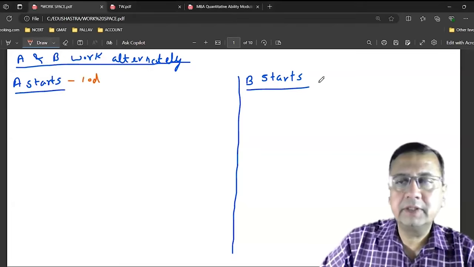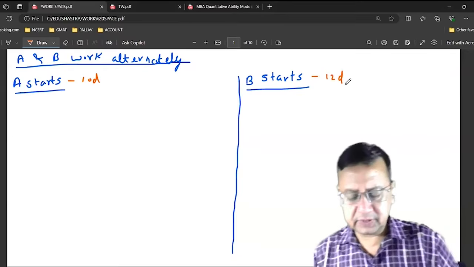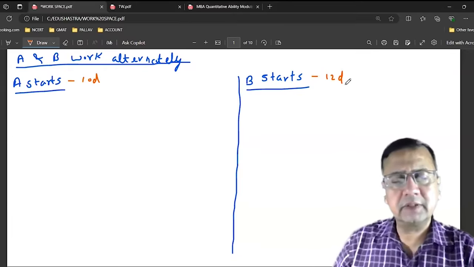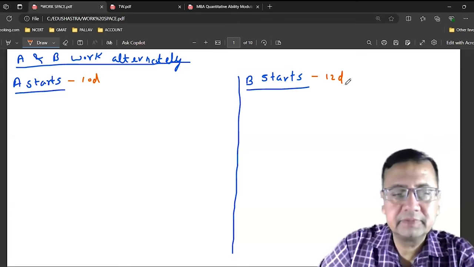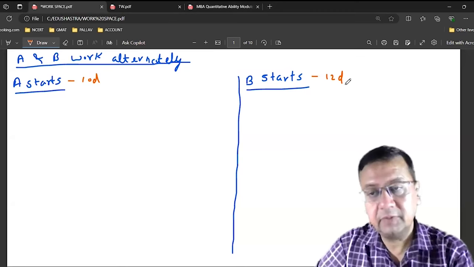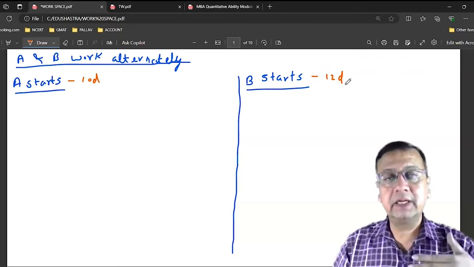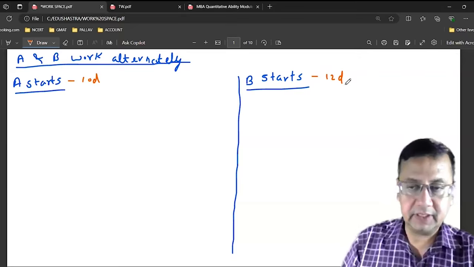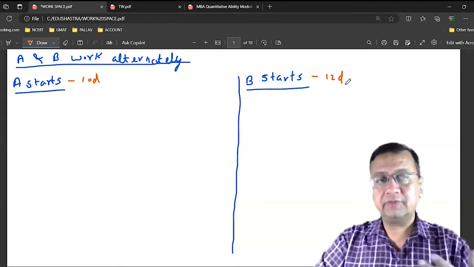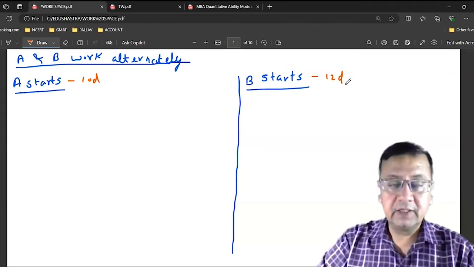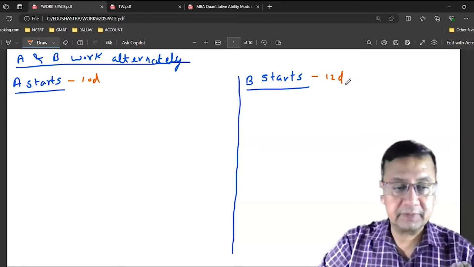A does a work in 10 days, and B does it in 12 days, right? So out of these two persons, can you tell me who is more efficient, A or B? A is more efficient because the same amount of work A is doing in a little less number of days, right? So if I start with A, the time taken will be less, right?